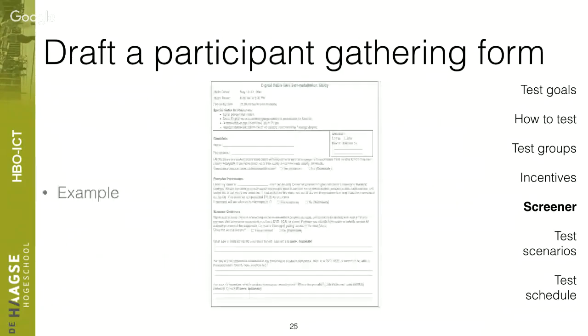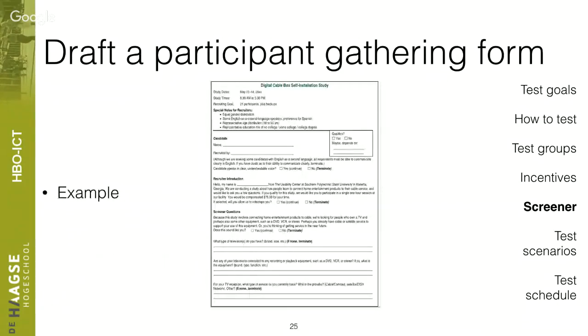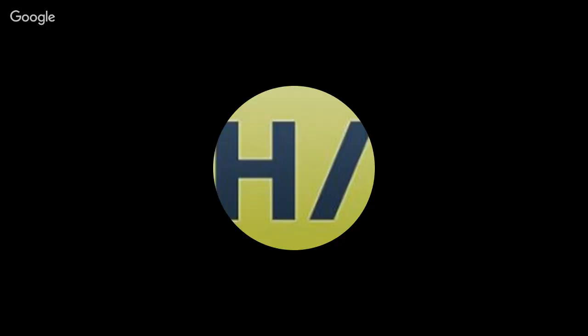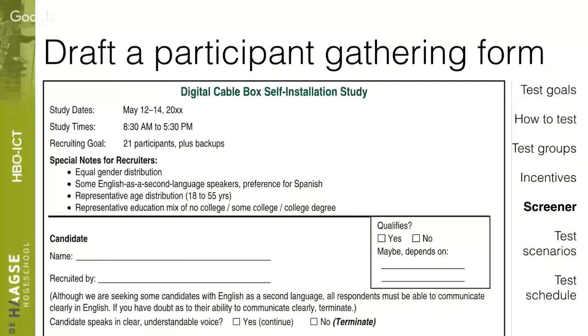So a very elaborate form will look something like this. If you have a whole team that's gathering information for you, then you will have some notes for the recruiters, okay, we're looking for people, equal gender distribution. So if you have like 20 males and 2 females, then focus on gathering more females because we want them to also be represented in our study.